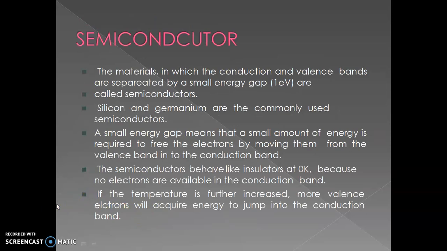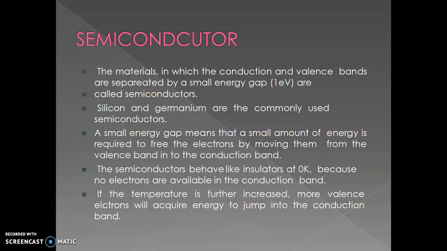Semiconducting material. I already explained everything about semiconducting material. It is a material in which the conduction and valence bands are separated by a small energy gap, approximately 1 electron volt. It is called a semiconductor. The pure semiconducting materials most commonly used are silicon and germanium.